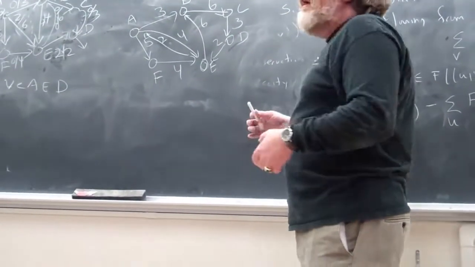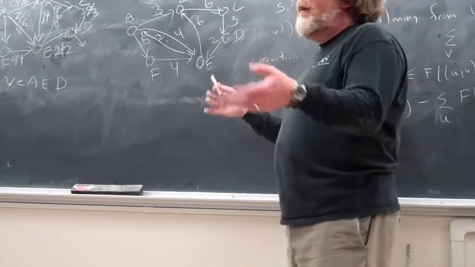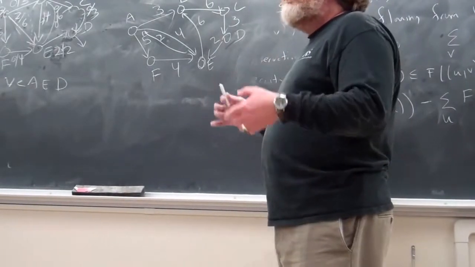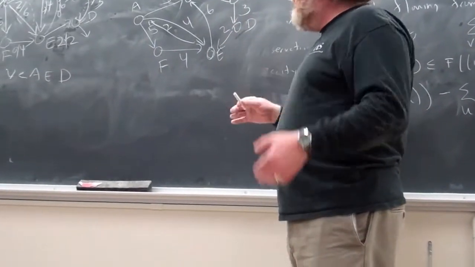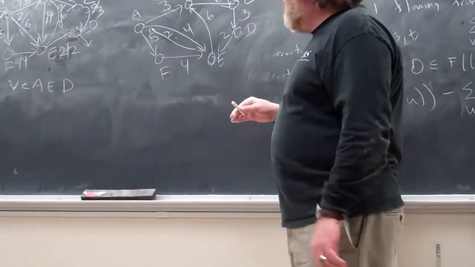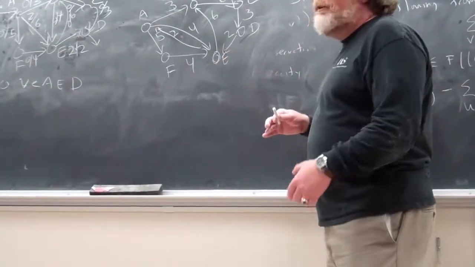Yes? Why isn't everything bidirectional? I could have done that. It's just harder to draw. And in fact, in the algorithm, that's what I'll do to begin with, when I'm describing the algorithm more formally, I'll put that in. It just would have created a lot of edges in the picture.